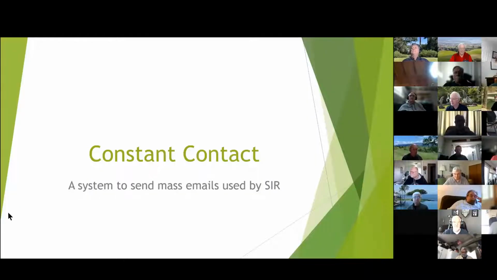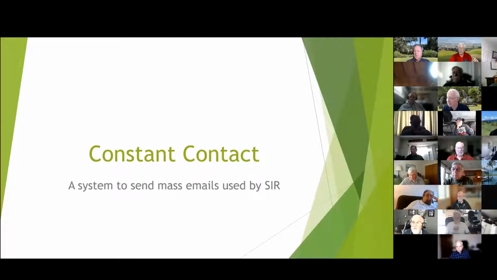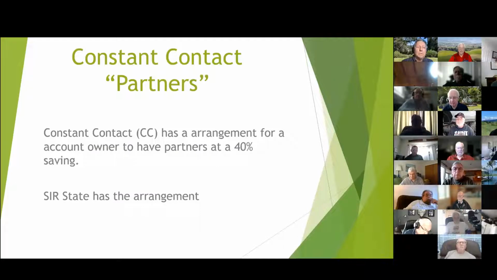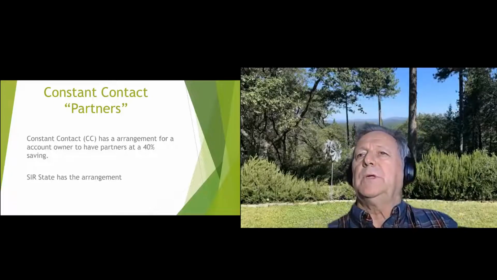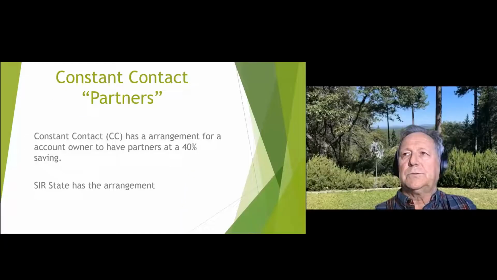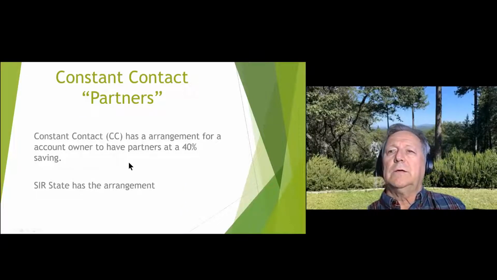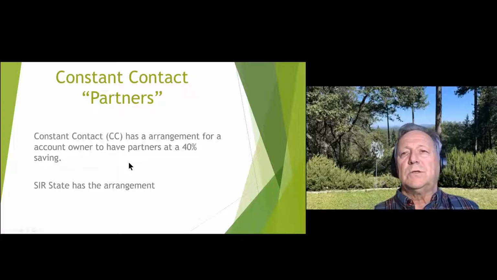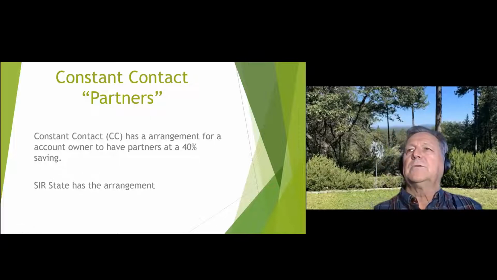Good afternoon, everybody. So what is Constant Contact? It's a system that we use to send mass emails. Constant Contact has a partner program where Sur State is the lead, and branches can sign up to be partners. What that does is give a 40% discount to each branch that signs up.